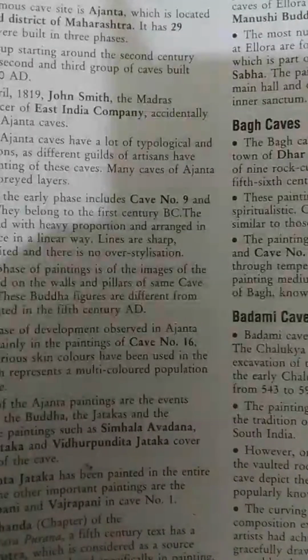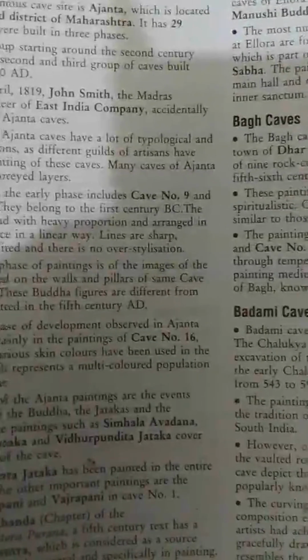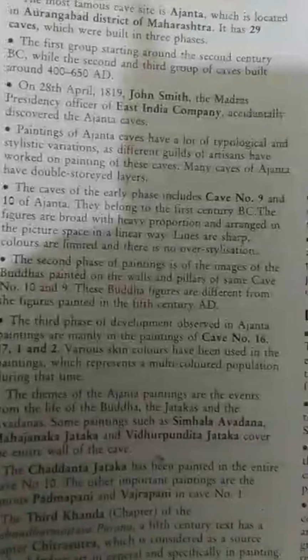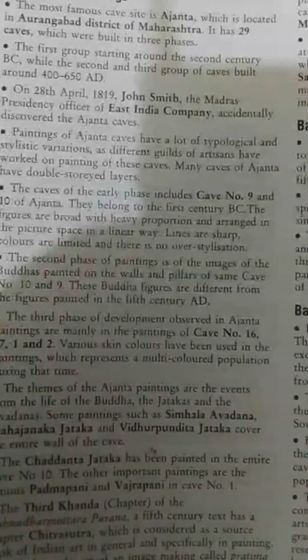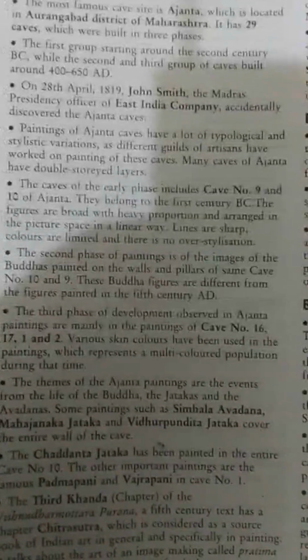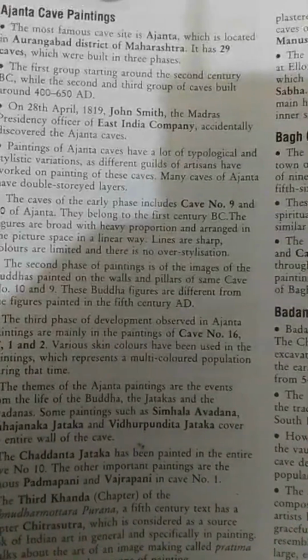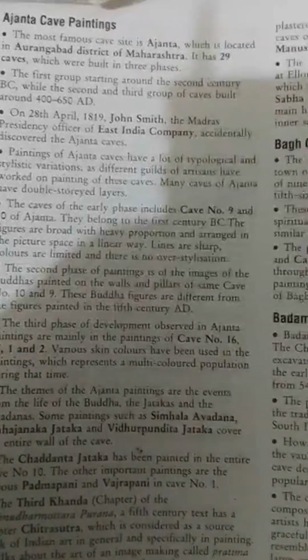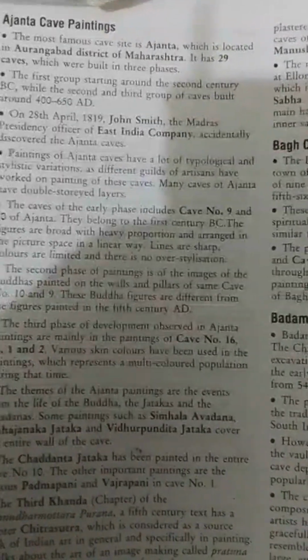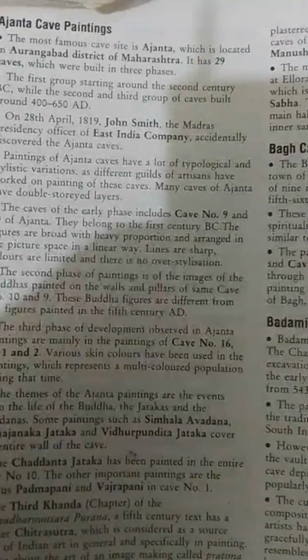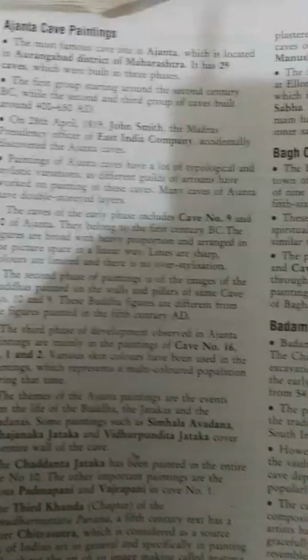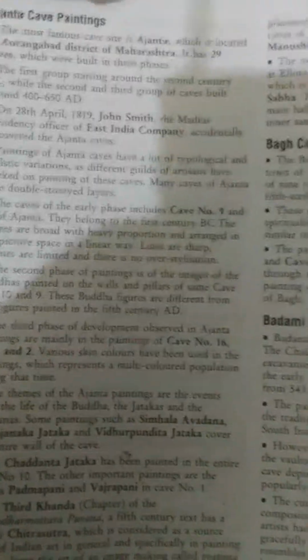Buddha figures are different from the earlier figures. The third phase of development is observed in the Ajanta paintings. Some paintings are the Simhala Avadana, Mahajanaka Jataka, Vidhura Pandita Jataka, Padmapani, Vajrapani, and Chhaddanta Jataka.